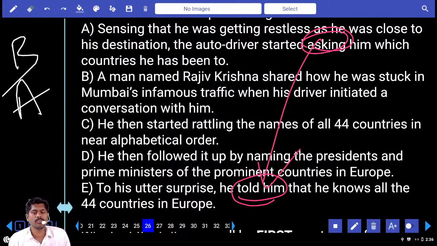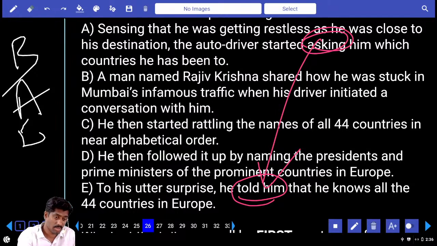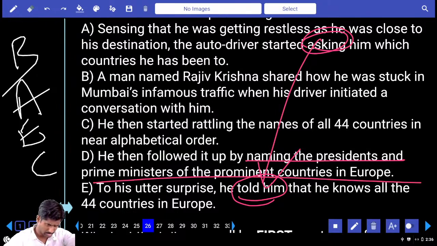In the traffic jam, the passenger was becoming restless. Rajiv Krishna అనే అతను రెస్ట్‌లెస్ ఫీల్ అవుతున్నాడు. సో టైం పాస్ చేద్దామని డ్రైవర్ ఏం చేశాడు, ఈ స్టార్టెడ్ ఆస్కింగ్ క్వశ్చన్స్. హౌ మెనీ కంట్రీస్ డిడ్ యూ గో ఇప్పటి వరకు అని. అప్పుడు టు హిస్ అటర్ సర్ప్రైజ్ హీ టోల్డ్ హిమ్ హీ నోస్ ఆల్ 44 కంట్రీస్ ఇన్ యూరోప్. నాకు యూరోప్‌లో ఉన్న 44 కంట్రీస్ అన్ని తెలుసు అన్నాడు. అప్పుడు అతను ఏమన్నాడు, he then started rattling the names of all 44 countries in near alphabetical order. And of 44 countries, he told all the names in alphabetical orders. He then followed it up by naming the presidents, prime ministers of the prominent countries in Europe.